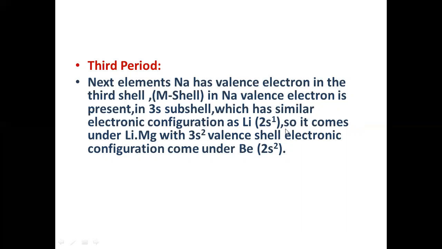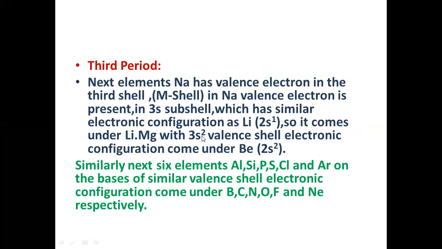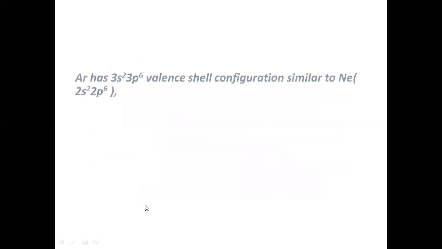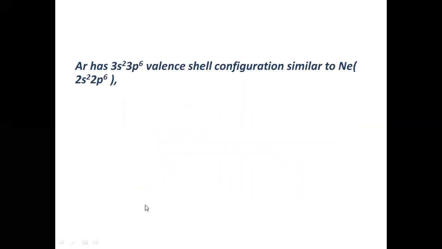It has the same electronic configuration as lithium, 2s1, so it comes under lithium. Magnesium with 3s2 valence electronic configuration comes under beryllium, which is 2s2. s2 means 2 electrons are present in the outermost shell, so it must be placed in the second group of the periodic table. Similarly, the next 6 elements, aluminium, silicon, phosphorus, sulfur, chlorine, and argon, on the basis of similar valence electronic configuration, come under boron, carbon, nitrogen, oxygen, fluorine, and neon, respectively. Argon has 3s2 3p6 valence electronic configuration, which means the outermost shell is completely filled.